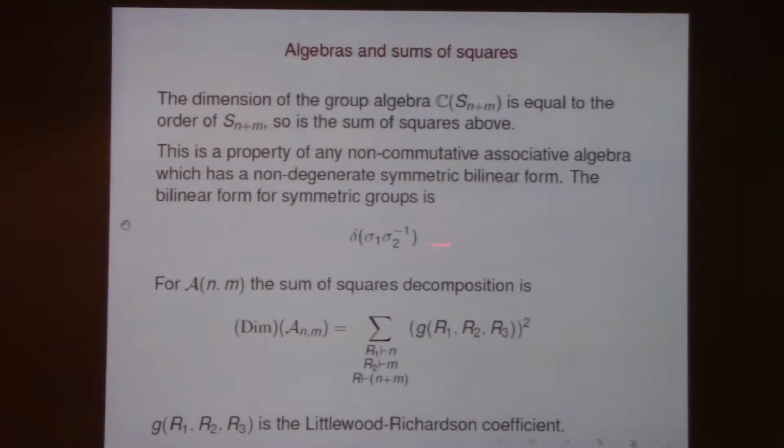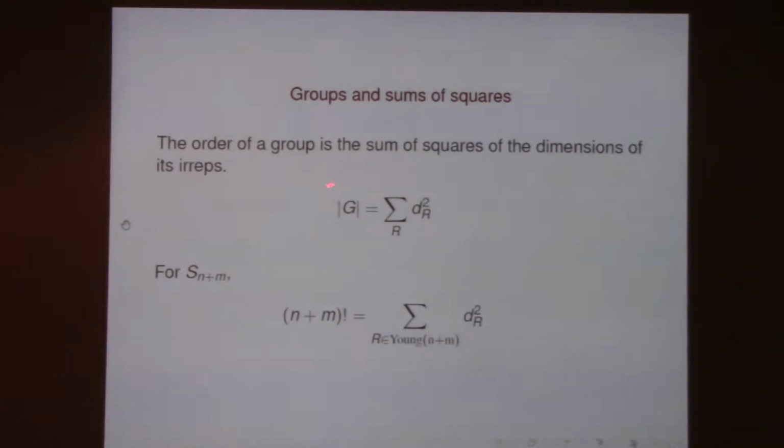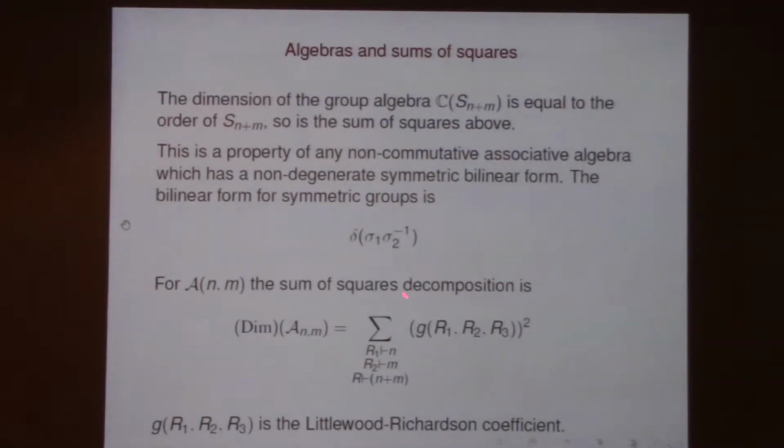What is known about any algebra with these properties is that the dimension of that algebra has to be a sum of squares. This is an example of that: this is the dimension of the group algebra, and this is a sum of squares of the dimensions of the irreps. So this A n,m that we talked about is also an algebra with all these properties, associated with a bilinear form. When you have such an algebra, its dimension must be a sum of squares, and that sum of squares can be written in terms of Young diagrams.